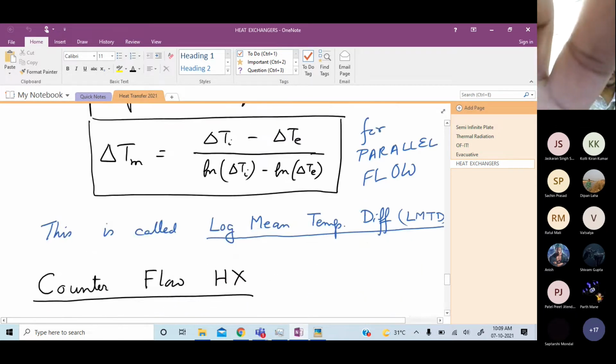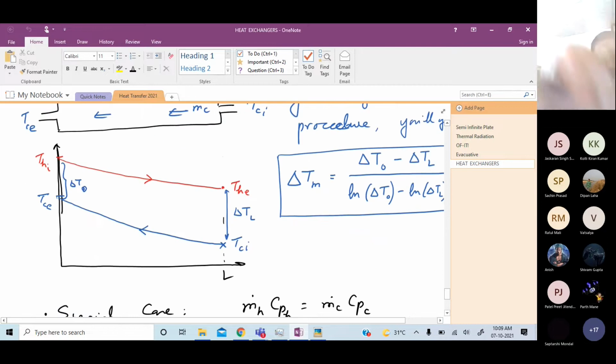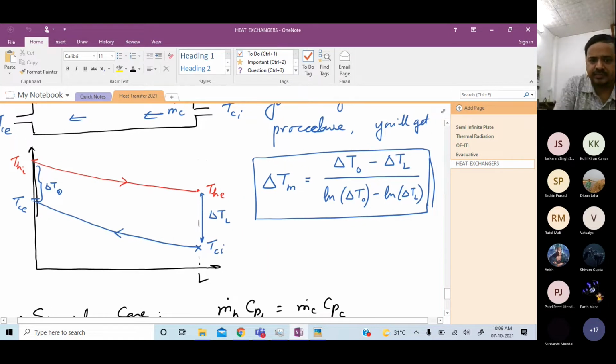Similarly, for counter flow, the temperature profiles will look something like this, and the log mean temperature difference has this expression, which is actually identical to that of parallel flow. If you take 0 as x equals 0 and L as x equals L, where 0 and L denote the two ends of the heat exchanger, then this is fine.